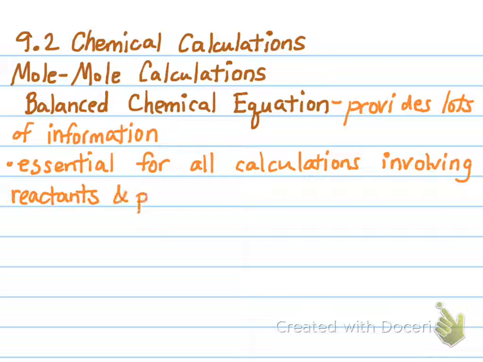and products. So again, it's kind of one of the spots where your textbook or where I will try to trip you up, that it won't provide a balanced chemical equation. And so the first thing that you'll always have to do when you're completing a stoichiometric calculation is you will have to write a balanced chemical equation if one is not provided for you.